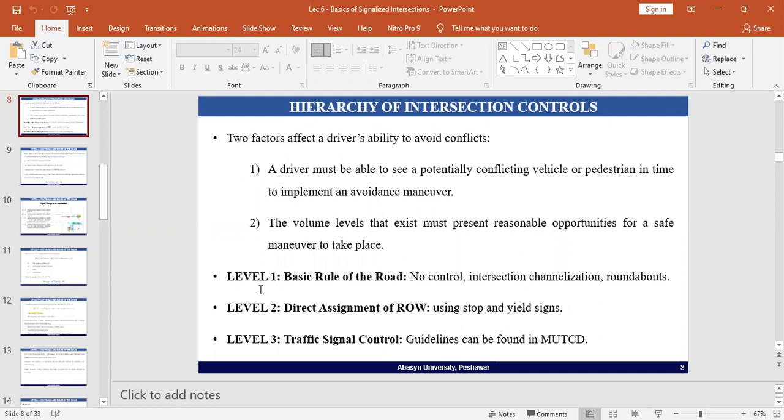Now, the levels were basic rule of the road. There are three levels. Level one, two, three. So basic rule of the road. There is no control, intersection, channelization, roundabouts. Okay.